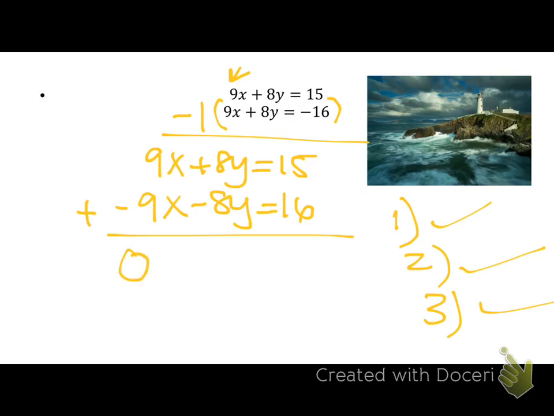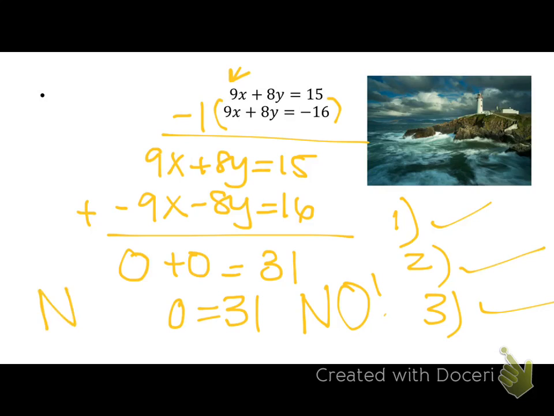9x plus negative 9x is 0. 8y plus negative 8y is 0. 15 plus 16 is 31. Does 0 equal 31? No. So my answer then is no solution.